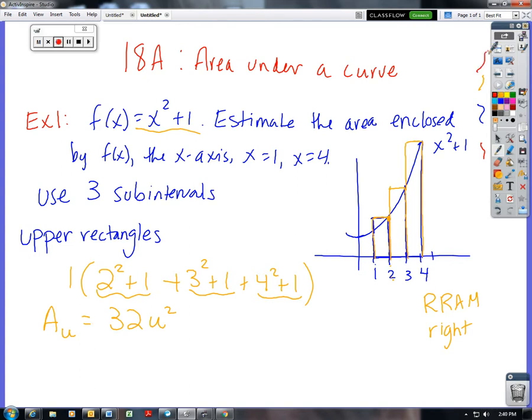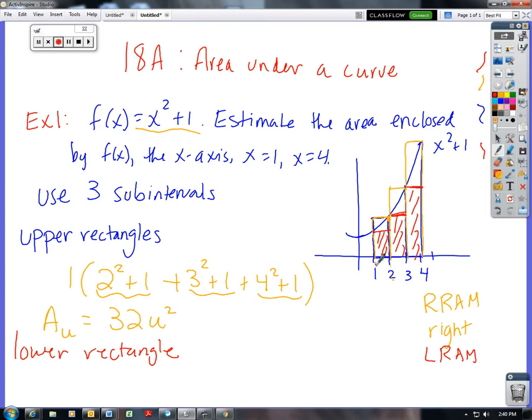Now we'll change colors to red and we will do the lower rectangles. So I will draw them in red. So for this first one, the lower rectangles are going to be under the curve. I will be using the left endpoint on each of my rectangles. So these red marks will be the heights of the lower ones. Here's the lower ones here. In AP we call that LRAM because we're using the left-hand side of the subinterval to determine the height.